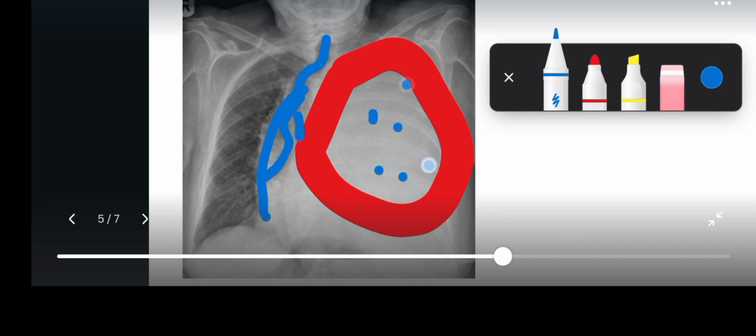There is no air bronchogram you can see. You cannot visualize the costophrenic angle. You cannot visualize the costophrenic angle here or the hemidiaphragm, but you can appreciate this one and the costophrenic angle.